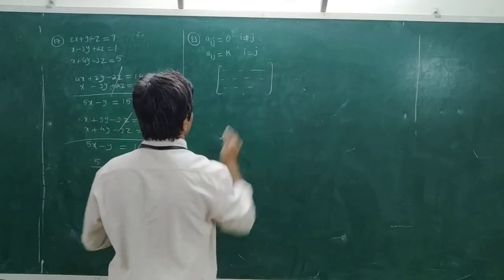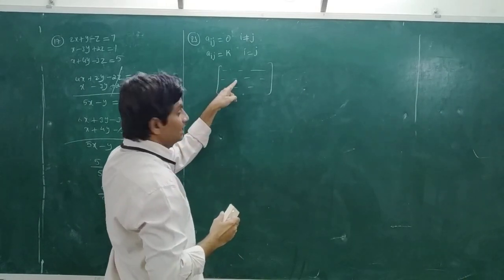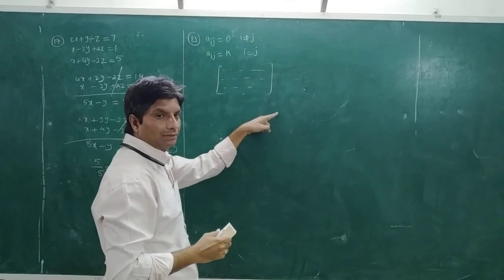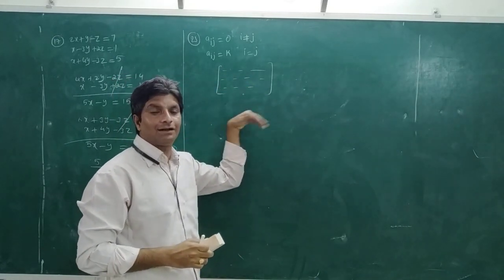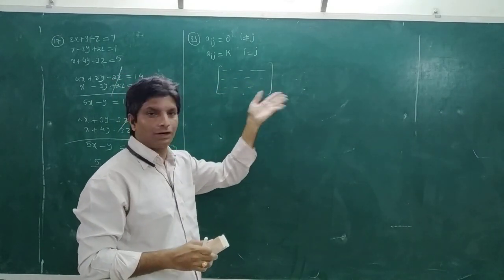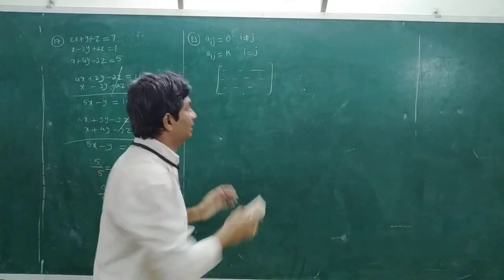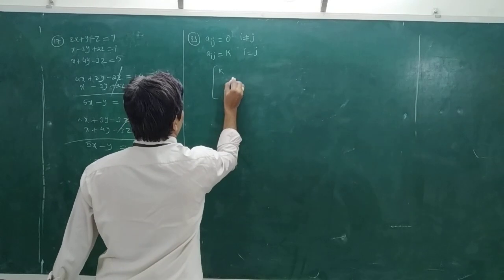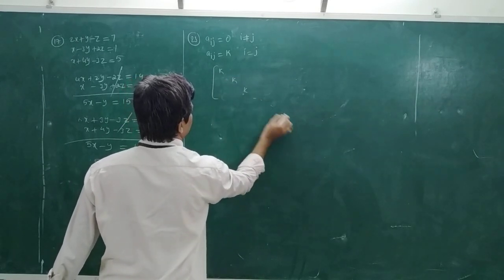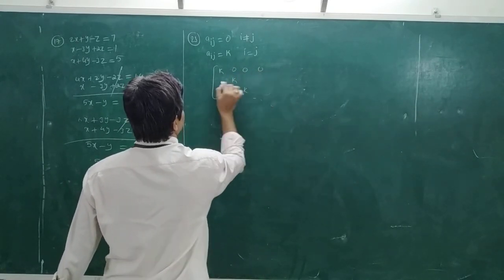For example, if I write this one: first row first column, second row second column, third row third column. That means the elements which are in the principal diagonal lie in the same row and same column. Position of the row and position of the column are equal. So what matrix do we get now? All principal diagonal elements are given k. Remaining all elements are what?